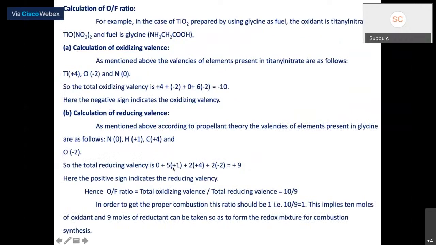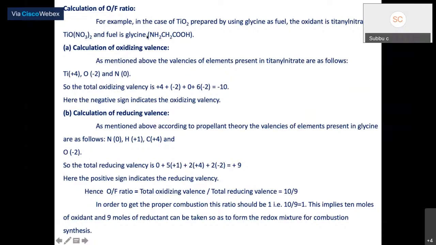Okay, let us go to a calculation. I started mixing two compounds. One is basically TiO(NO3)2. This I'm mixing with, say, glycine. Now I take only the titanyl nitrate. This is called the titanyl nitrate, TiO(NO3)2. That means the titanium, I have +4, oxygen, I have -2, nitrogen 0. When I calculate the total oxidizing valency, it gives you -10.